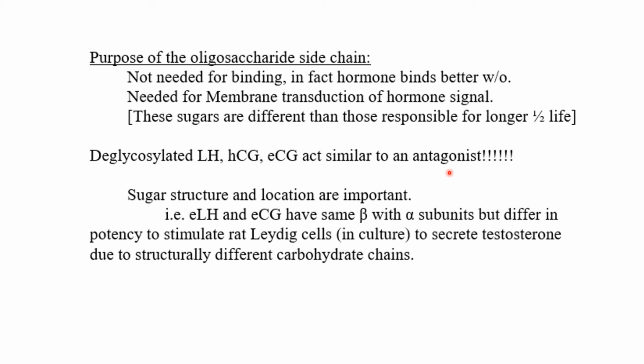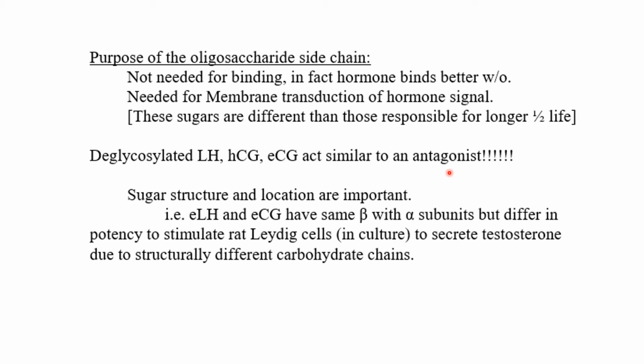Okay, so when you give deglycosylated LH, HCG, and ECG, for example, let's say you deglycosylated LH and gave it to a cow that's ready to ovulate, she wouldn't ovulate. It'd be just the same as giving an antagonist. You would occupy the receptor, you would block that receptor, you would block normal glycosylated LH from binding, and nothing would happen. Okay?